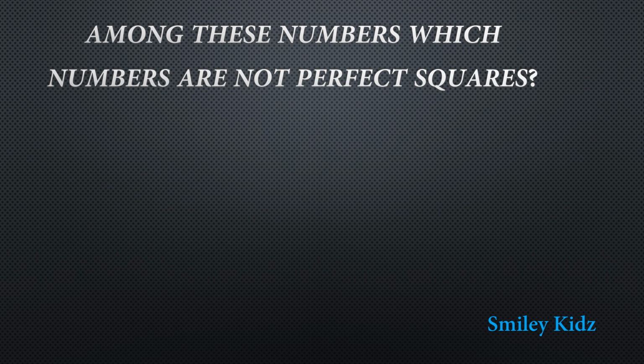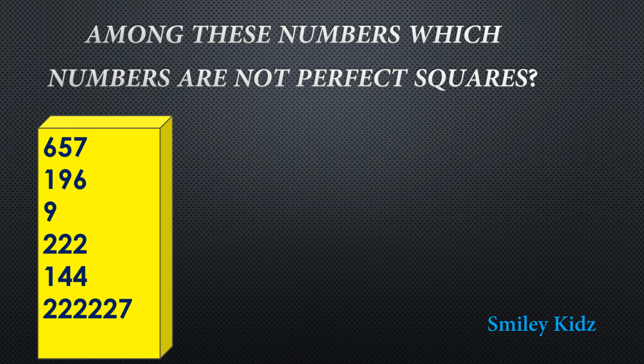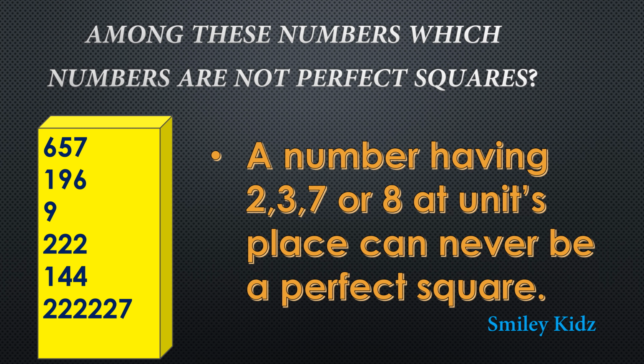Now let's check which among the following numbers are not perfect squares. The property states that a number having 2, 3, 7 or 8 at units place can never be a perfect square. So, 657, 222 and 2,22,227 are not perfect squares.